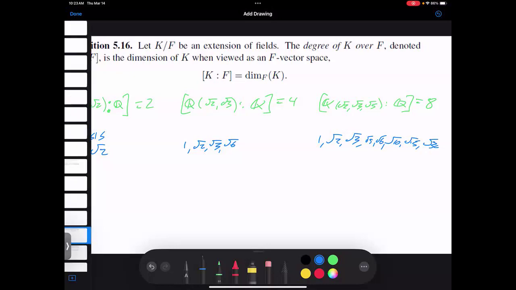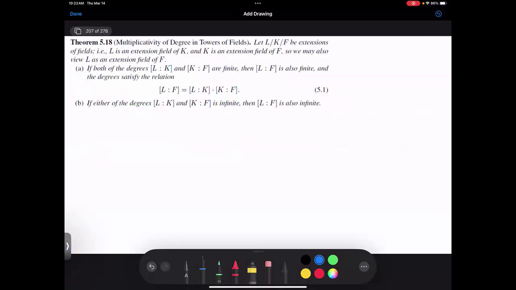How many translations? All right, so the first is the result that I've been hinting at, the multiplicativity of degree in towers of fields. So L is an extension of K is an extension of F. And so if both of the degrees are finite, so if the extension of L over K is finite and K over F is finite, then L is finite over F. That kind of makes sense.